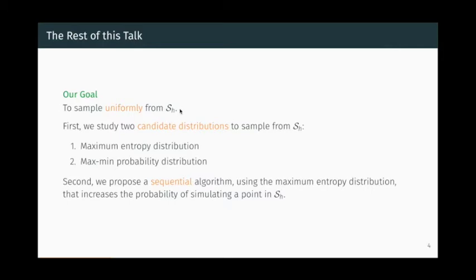So what we're going to do first is study 2 candidate distributions, which we will call the maximum entropy distribution and the maximum probability distribution. We're going to define them, and they're going to show an important relation between the 2 of them. And then later, we're going to propose a sequential algorithm using the first one, the maximum entropy distribution, to increase the probability of simulating a point in S of H.